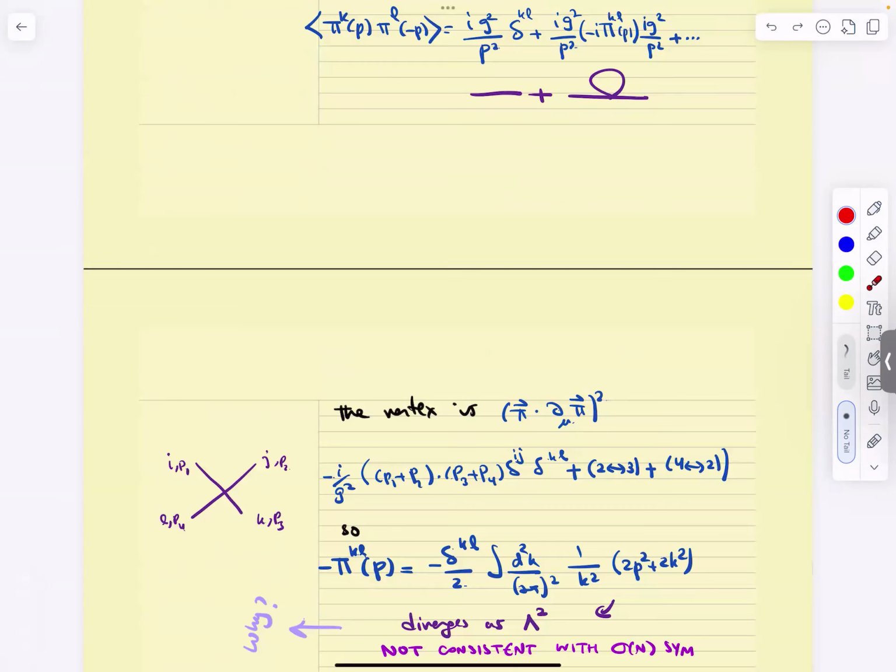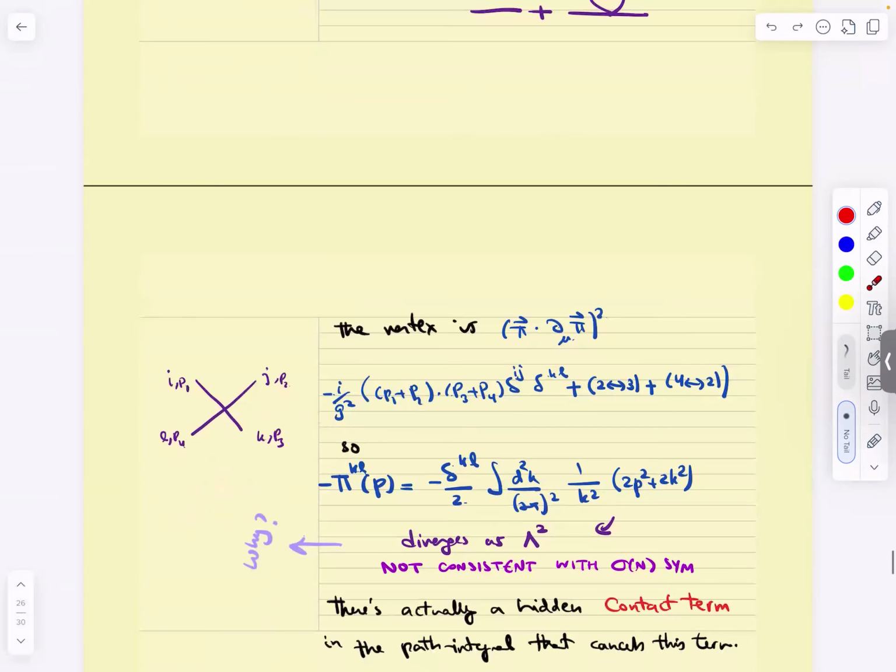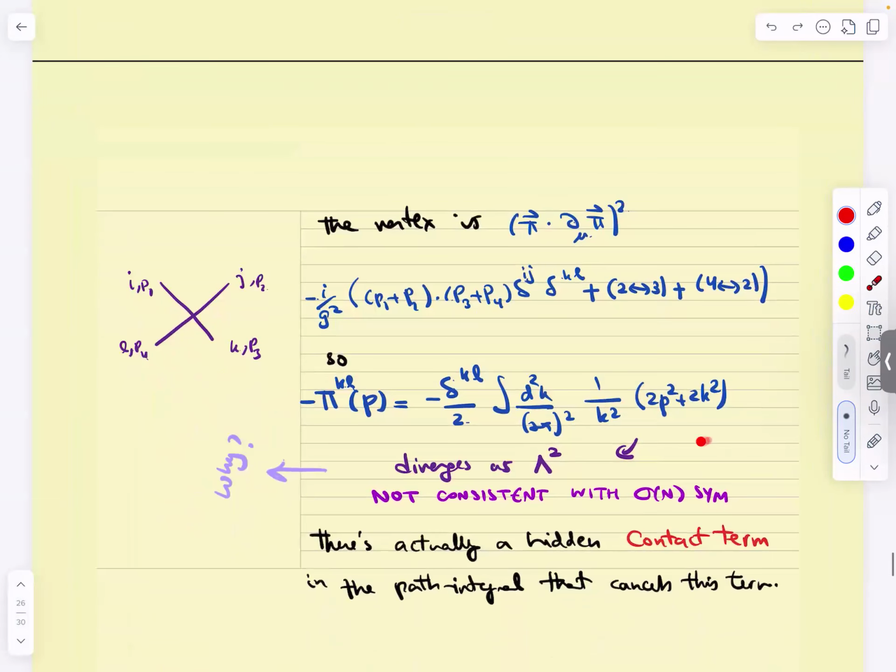So it's a vacuum polarization indeed. You write down the Feynman diagram for the 4-point function from the expansion of that nonlinear action. This is what the Feynman diagram is. You just need to close one loop, and this is what you get. That's a couple of lines of algebra. Now, this diverges as lambda squared, and that is bad.